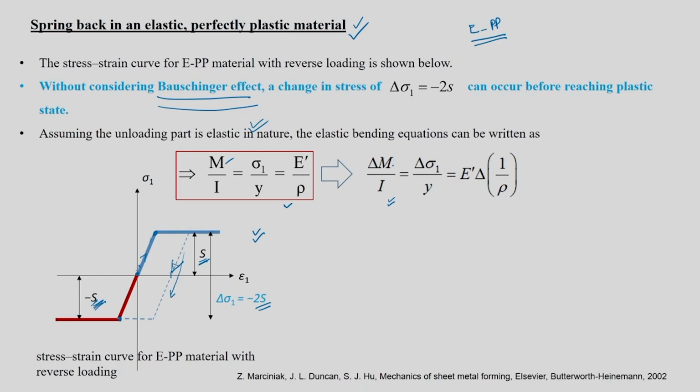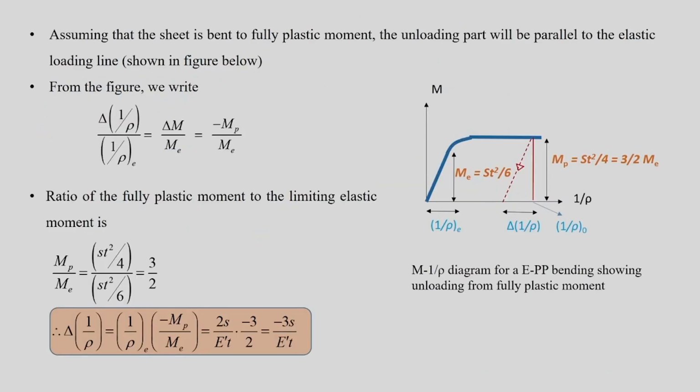This can be written as del M by I is equal to del sigma 1 by y is equal to E dash into del 1 by rho. We are bringing in this del 1 by rho, which is what we are going to calculate to quantify spring back. This is the quantity we actually need to calculate. So this same equation has been modified as del M by I is equal to del sigma 1 by y, which is already given, is equal to E dash into del 1 by rho. And what is E dash? We know that it is the plane strain Young's modulus. So, if we want to get del 1 by rho, we need to know one more thing here.